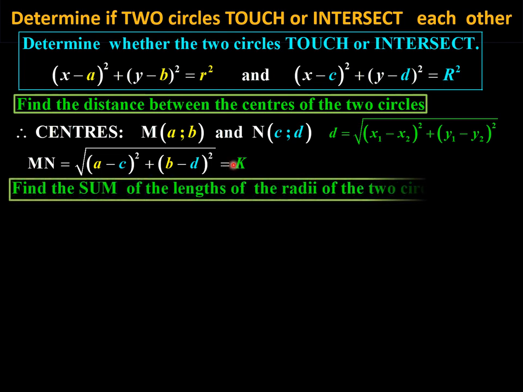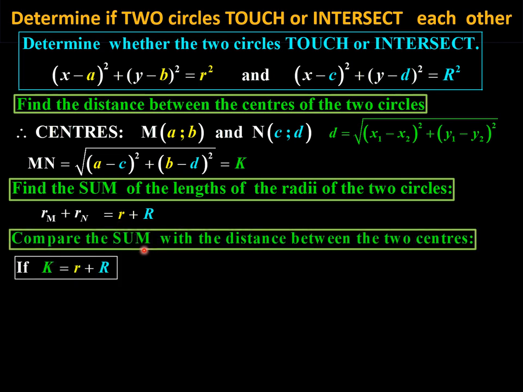Then we need to take the two radii and find the sum of those two radii. What was the one radius? Lowercase r, and the other one is the uppercase R, right? There we've got them in two colors. So now we just need to compare this K with the sum of the two radii. If these two are exactly the same, in other words, the distance between the centers is exactly equal to the sum of the two radii, then we know that those two circles touch each other, right? And there we have the representation of that.